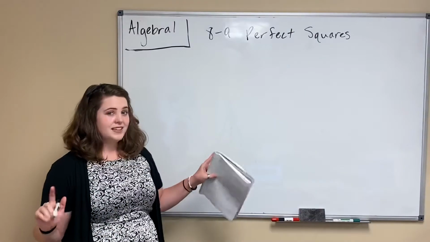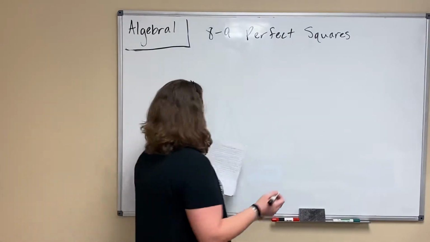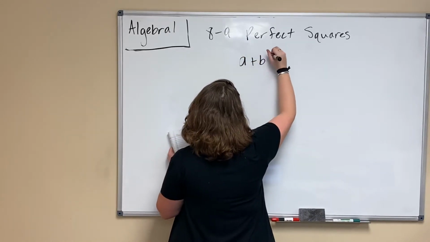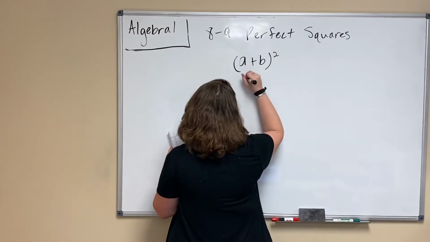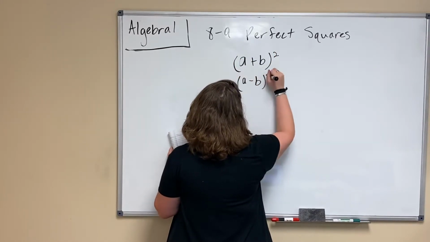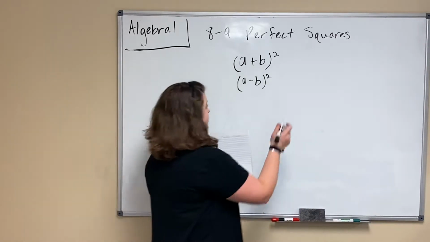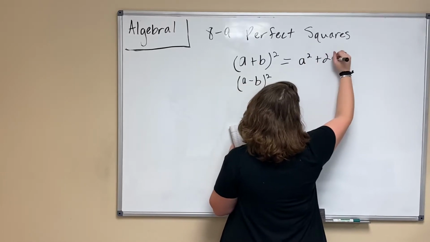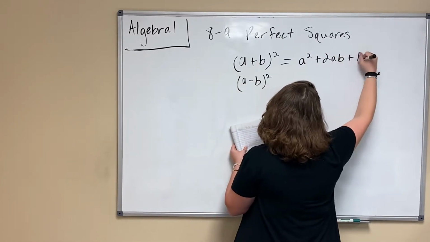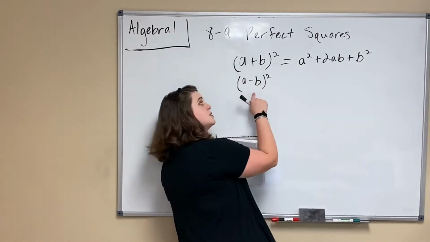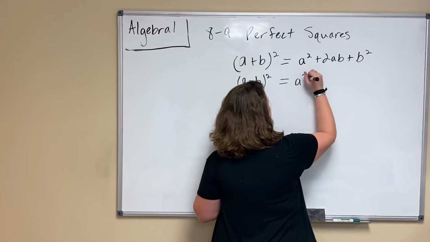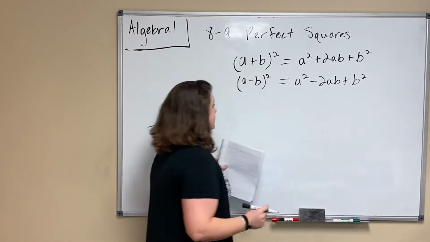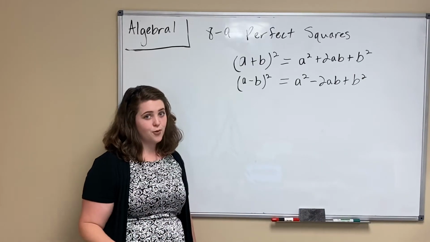Okay, so another thing we learned in 8-4 was that when we had perfect squares like (a plus b) squared or (a minus b) squared, we learned that (a plus b) squared equals a squared plus 2ab plus b squared, right? And (a minus b) squared equals a squared minus 2ab plus b squared. That's what we learned in 8-4.